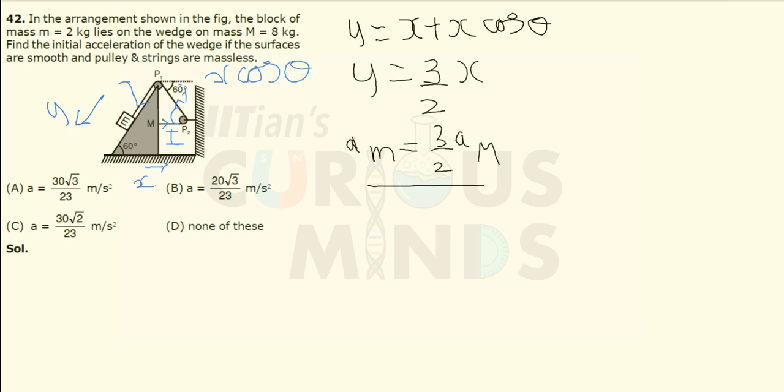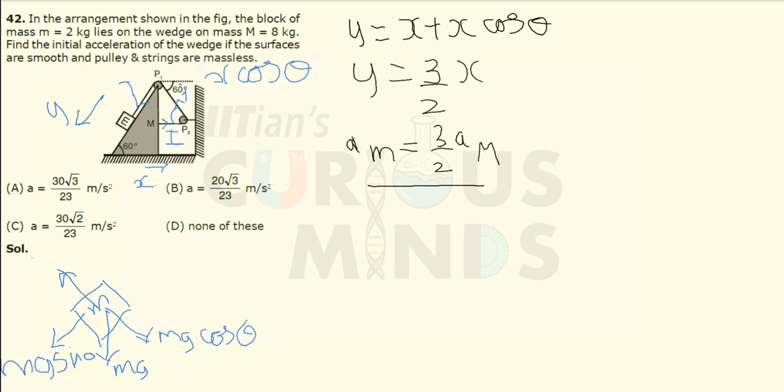For the smaller block, if I draw the free body diagram, there will be mg in the downward direction, whose component over here will be equal to mg cos theta, and in the perpendicular direction it will be equal to mg sin theta. There is another force when it is in contact with the capital block. So there will be a normal force in this direction, and a tension force acting in this direction.